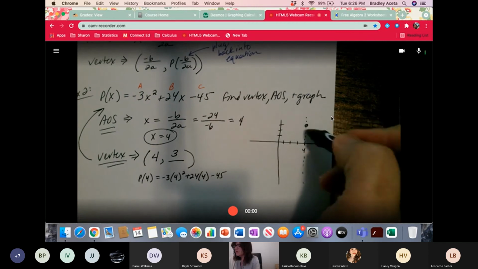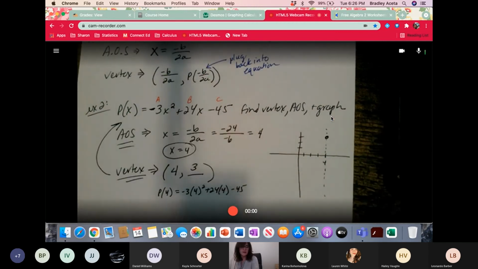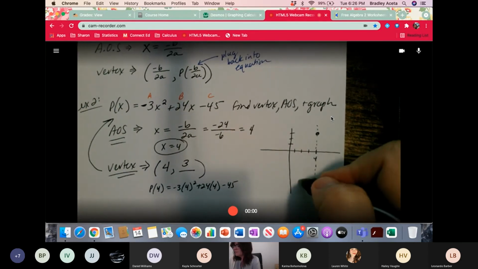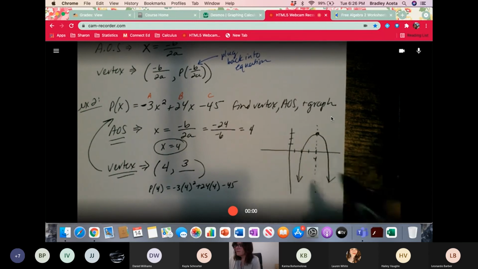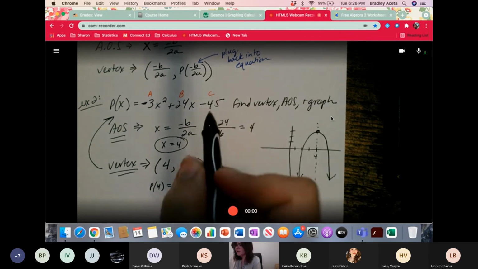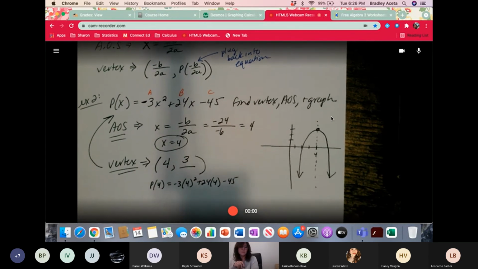So now I know it's going to be up, or is it going to be down? Well, if it's negative on the x squared, I know it's going to be down. That's something we know right away. And if I asked you things like, what's the y-intercept? Y-intercept's all the way at -45, very far down here.